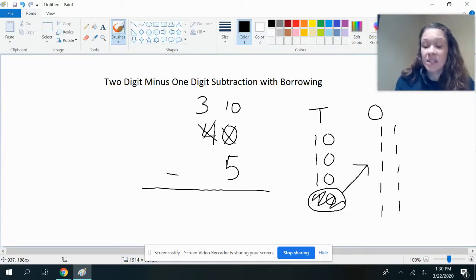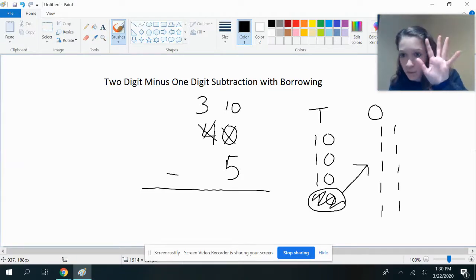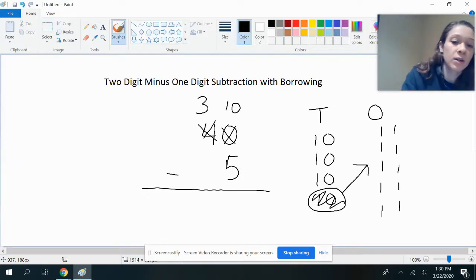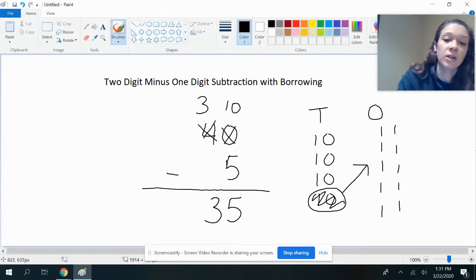Okay. Now let's see if we can do 10 minus 5 because now I have enough ones to take away from. So here's 10. Let's take away 5. 1, 2, 3, 4, 5. When I had 10, I took away 5. 5 is left over, so I'll write 5 in the ones place. Last thing I need to do is just 3, take away 0, which is 3. So I'll just write that down underneath.